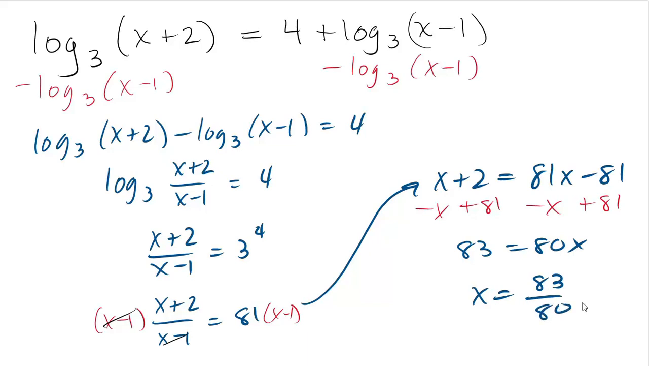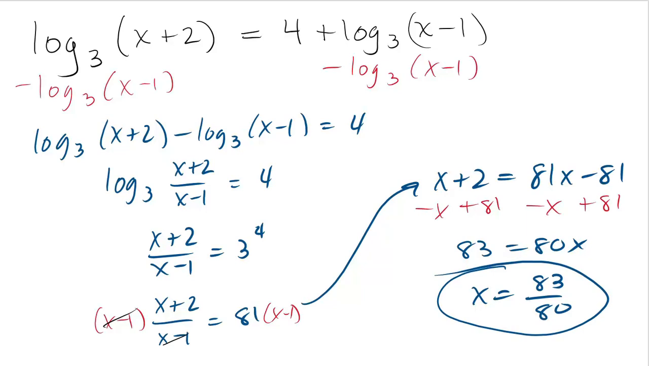Is that an allowable input? Over here, 83 over 80 plus 2 is definitely going to be positive. When you add two positive numbers, you get a positive result. Over here, 83 over 80 is just barely bigger than 1. So when you subtract 1, you do get a positive result, and this just sneaks in. It's just big enough to be an allowable input.